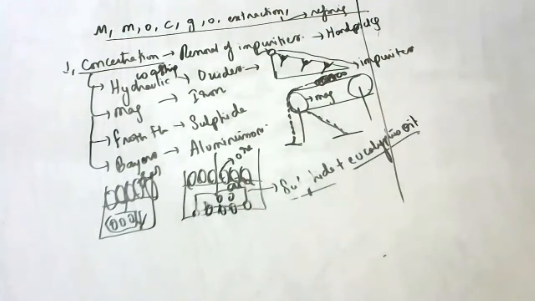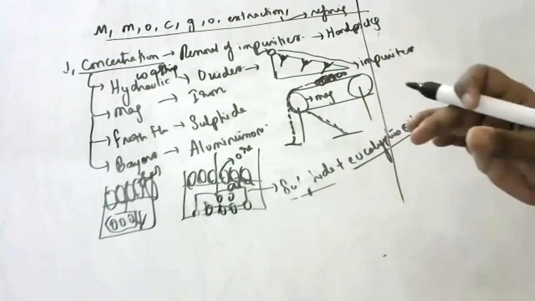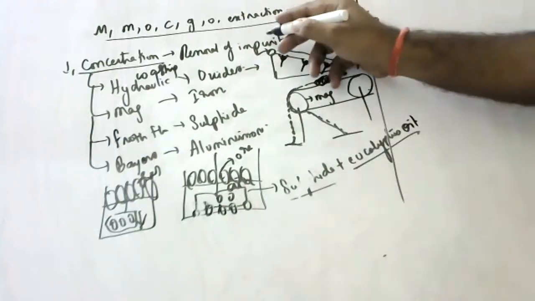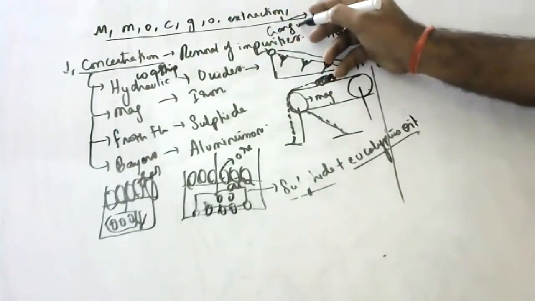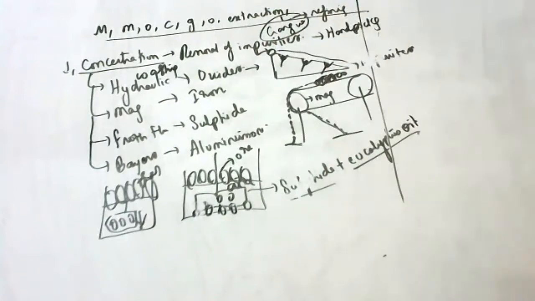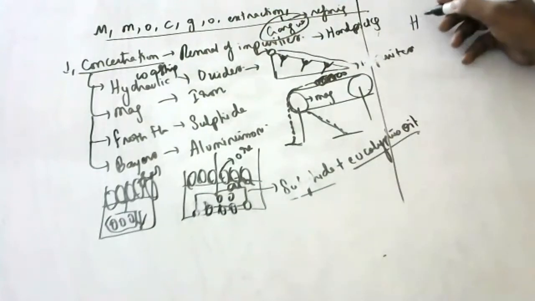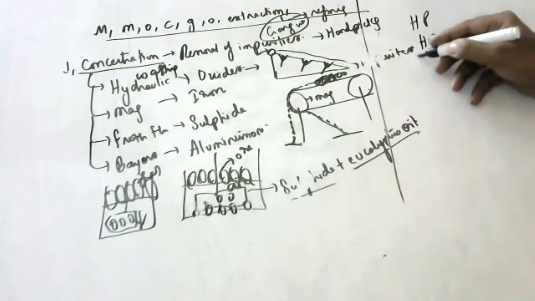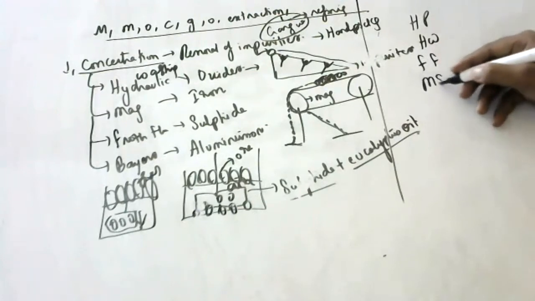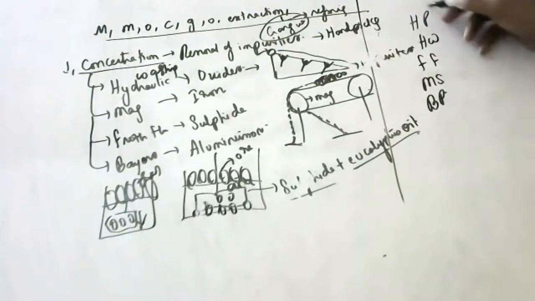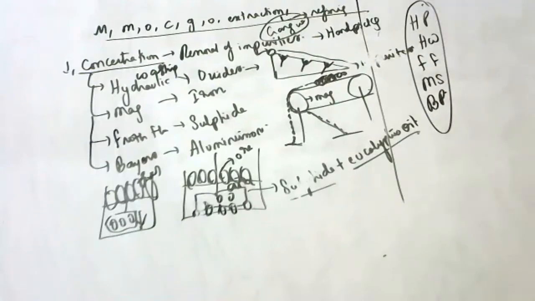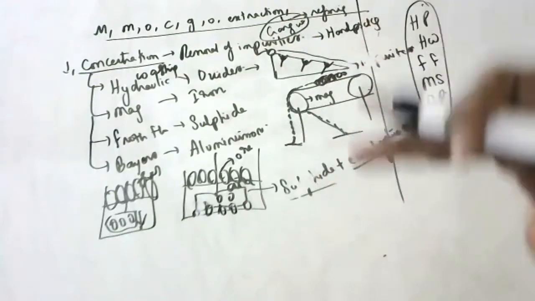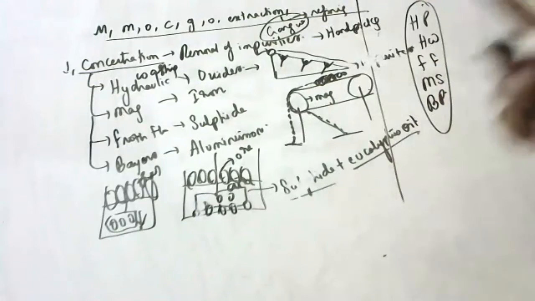So the first step is concentration. What is meant by concentration? Removal of impurities. And the impurities obtained here are called gangue. What are the different methods we have? Hand picking, hydraulic washing, froth flotation, magnetic separation, Bayer's process. Concentration is done only to remove the external impurities.